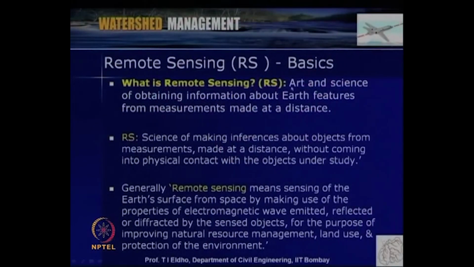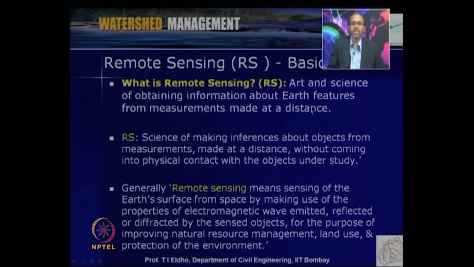Remote sensing is a big area where we would have to discuss so many details, but in today's lecture we will be discussing only the important perspectives related to watershed management, and some of the basics and applications related to watershed management. So, let us now look into some basic aspects of remote sensing. Remote sensing, as already discussed earlier, is an art and science of obtaining information about Earth's features from measurements made at a distance.